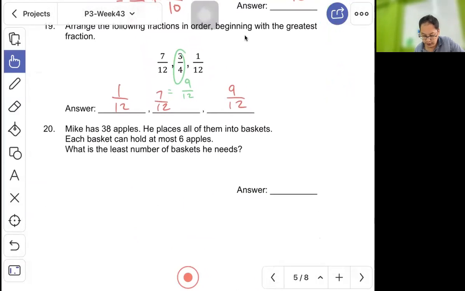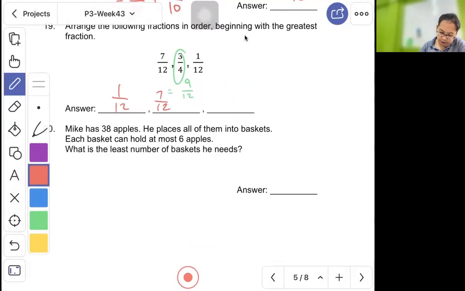So question 20. Take note, here I cannot put 9 out of 12, might put back 3 out of 4.